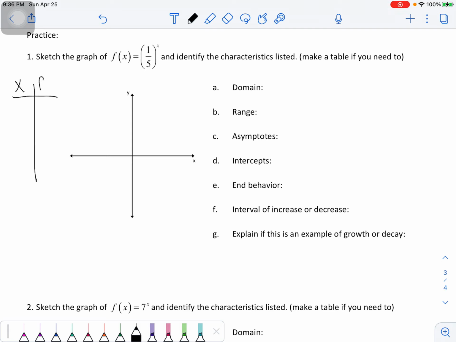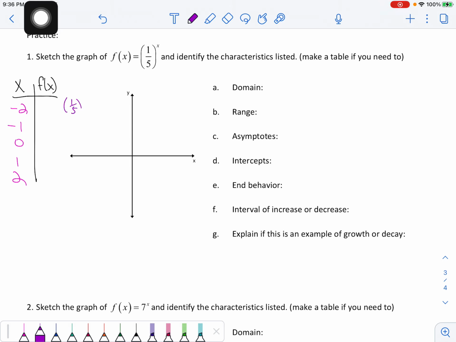All right, so here's x, here's f of x, better known as y. All right, pick some strategic x values. So let's say -2, -1, 0, 1, and 2. All right, pretty simple stuff. Now, the one thing you gotta be careful about is these negatives. So this is gonna be 1/5 to the -2.